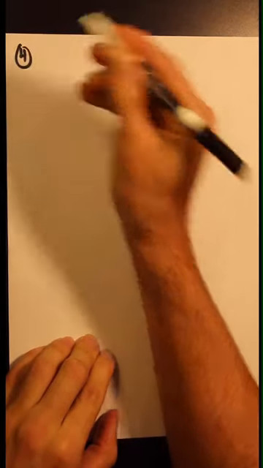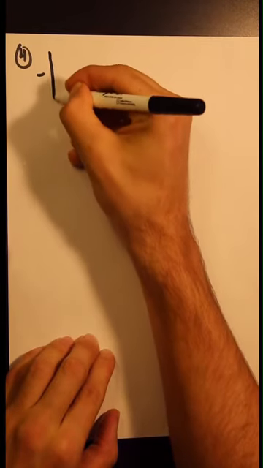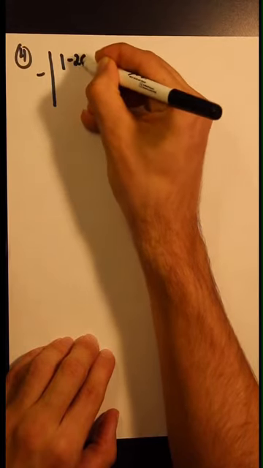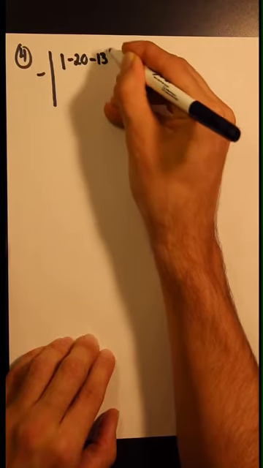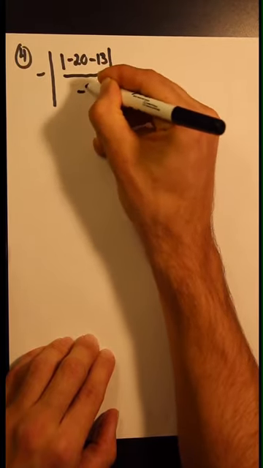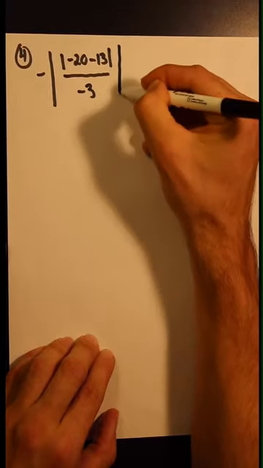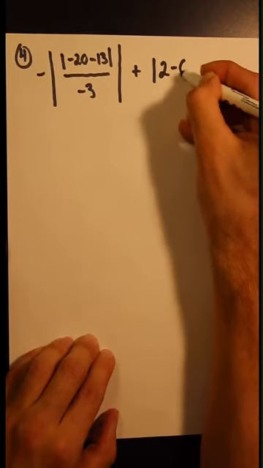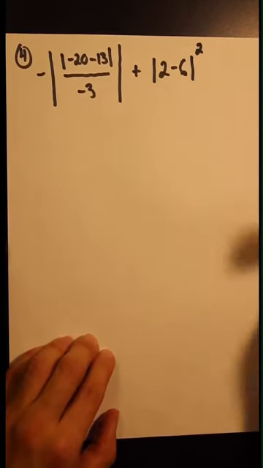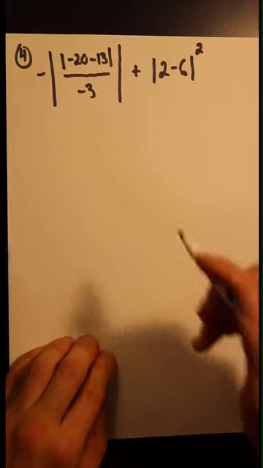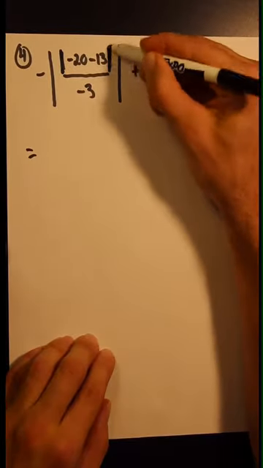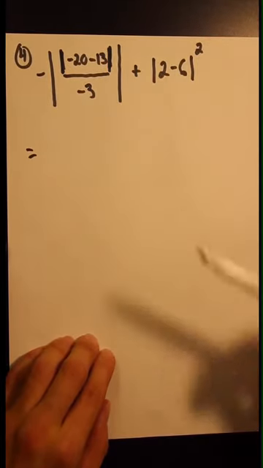Example 4. Let's try a bit of a harder one this time. So let's have the absolute value of the absolute value of -20 minus 13 over -3, plus the absolute value of 2 minus 6, squared. So this one's a little bit more complex. And by the way, these are absolute values here. These are not ones, just in case you get confused.